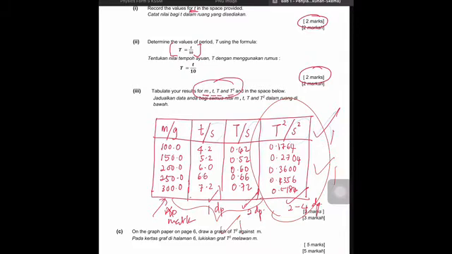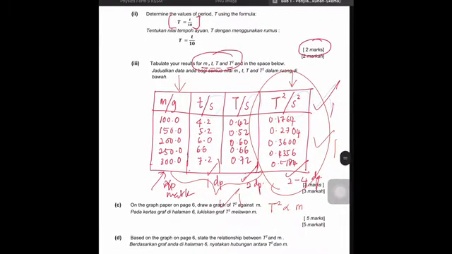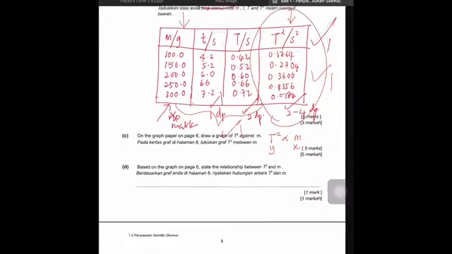Then on the graph paper on page 6, next you draw a graph of T square against M. So look at this and look at this. You need to know which data you need to present. So looking at them, this will be y, this will be x. So getting back to the data, having data something like this.